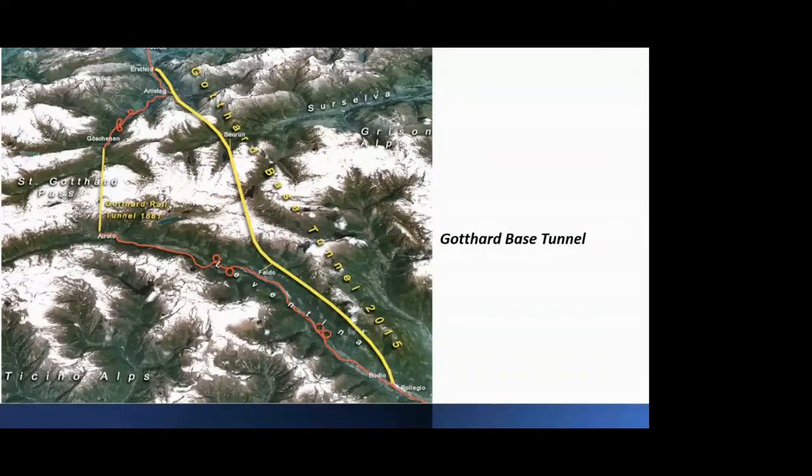Okay, there is heavy snowfall, and the valleys or the mountain ranges are too high in the European continent over there. So this is the yellow color alignment, the dark or bold yellow color alignment you see. That is the alignment for the Gotthard base tunnel.